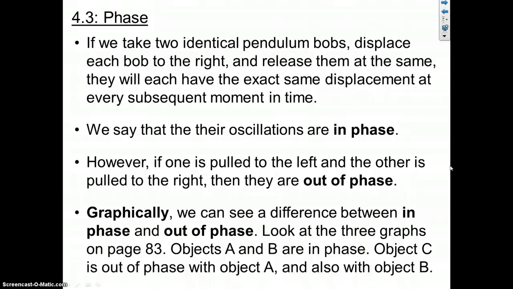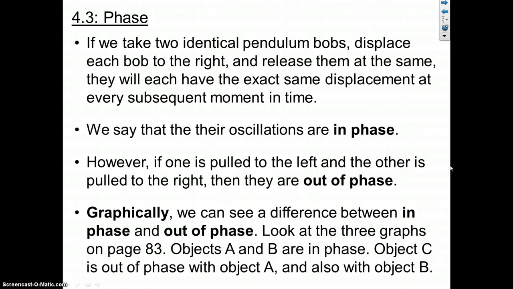And you see, kind of in the middle of the page there, we have three different objects, object A, B, and C. And the displacement time graph is shown for each object. Object A and B, graphically, their displacement time graphs are identical, right? So that means they are in phase. And that's what it looks like. That's what the position time graphs look like for two objects that are in phase. The curve is exactly the same.